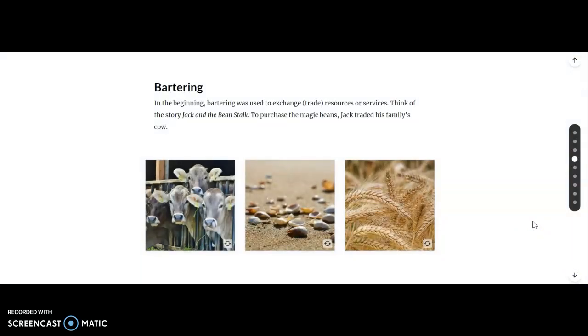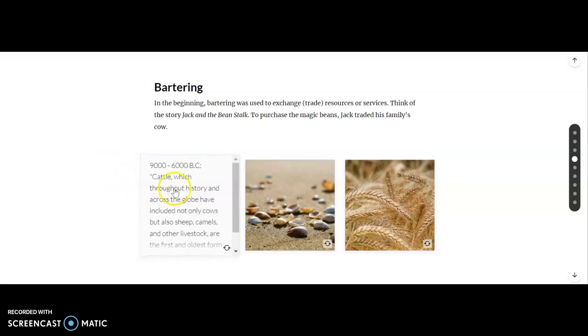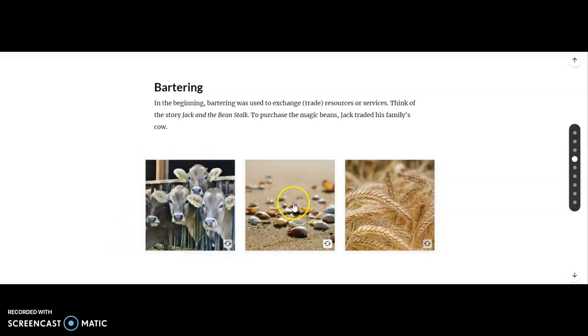In the beginning, bartering was used to exchange or trade resources or services. Like I said, think of the story of Jack and the Beanstalk. To purchase those magic beans, Jack traded his family's cow. Between 9,000 and 6,000 BC, cattle, which really can mean cow, but also sheep, camels, and other livestock, were the first and oldest form of money.